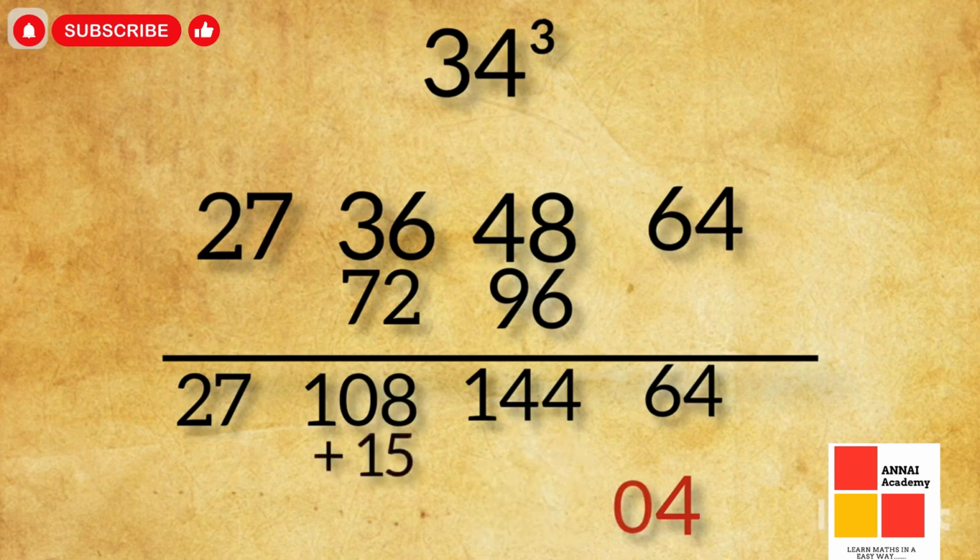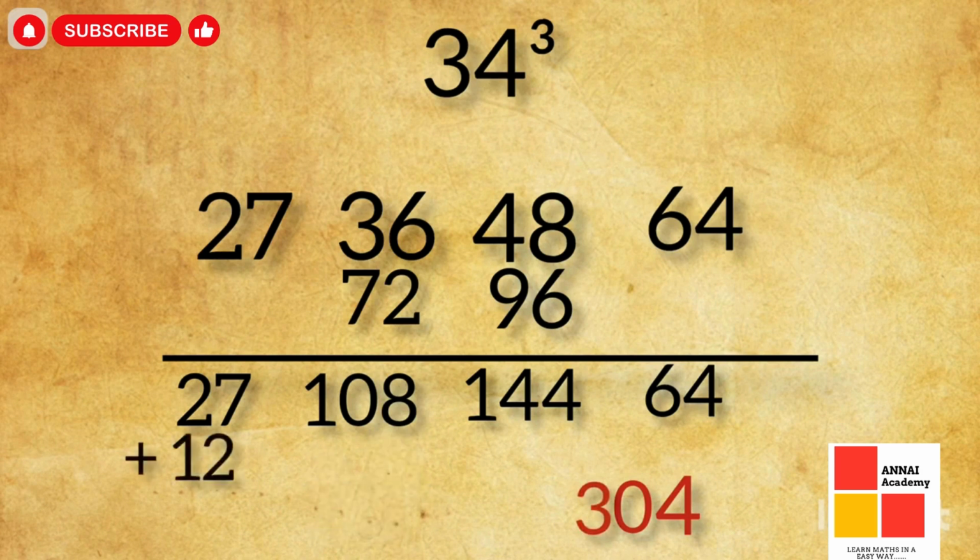After adding 108 and 15, we will get 123. On the far right, we have 3. We will write it in our answer. And we will carry 12 to the next number. After adding 27 and 12, we will get 39. We will write it in our answer. And this was our answer.